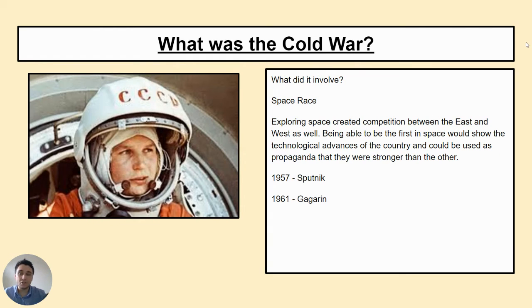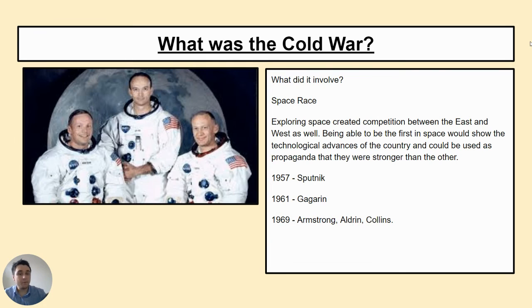Next, in 1961, Yuri Gagarin became the first man into space. Again, clearly a Russian name, 2-0 to Russia. And one that you'll probably remember, 1969, Neil Armstrong, Buzz Aldrin and Michael Collins became the first people to land on the moon. So it showed some credibility there for the USA. They were really under pressure to win this one and get the first person on the moon. And again, billions were spent on the space race.